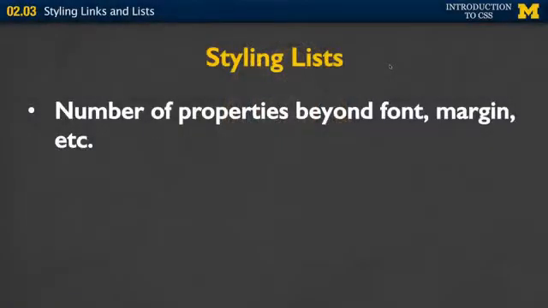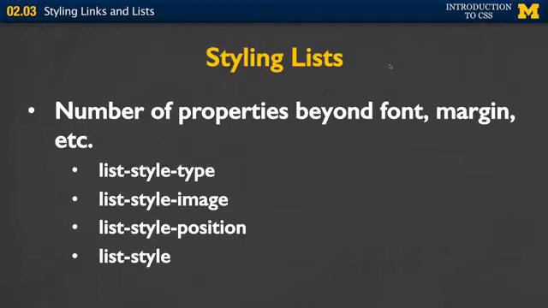When you style lists, the default properties all look the same. You've got the 1, 2, 3, or the circle, circle, circle. But we can change all that. We can change things beyond the font and the margin to look at the style that your lists are taking on. So some of the things we can look at are your list style type, your list style image, the list style position, and just the list style itself.